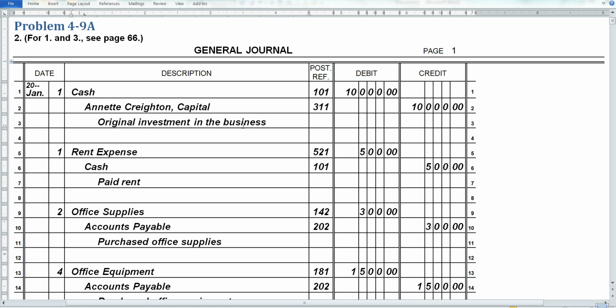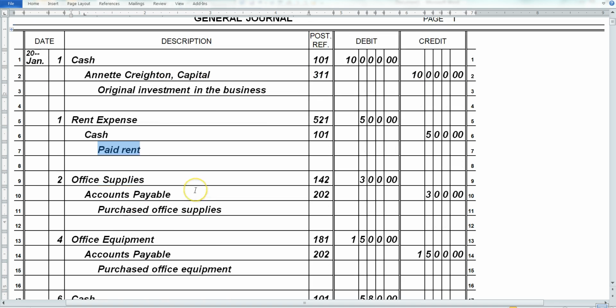Next, we have rent paid. We know that that's rent expense. We know that we're going to increase our rent expense, and we're going to decrease cash. And we've paid our rent.